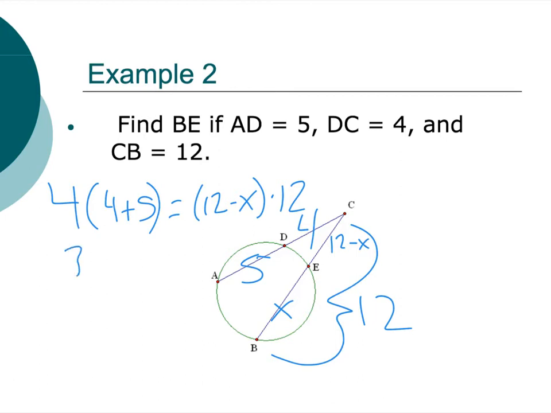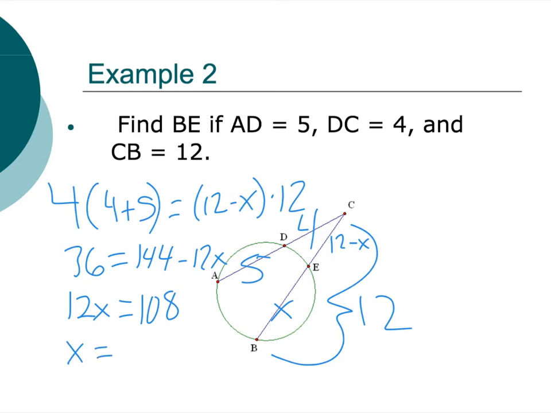So 4 times 9 is 36 is equal to, let's see here, I've got 144 minus 12x. Okie doke. So I'm going to have, let's see here, 12x is equal to 108. That sounds about right. Okay. So then I get x is equal to, if I divide out by 12, I get 9. Awesome. Cool. That is just wonderfully, wonderfully fantastic, don't you think? These theorems are indeed quite powerful.